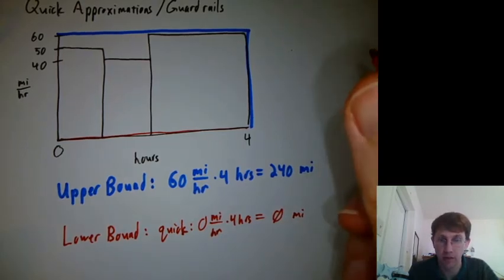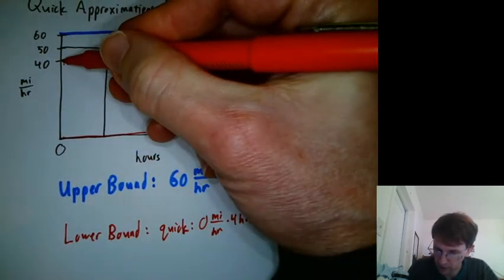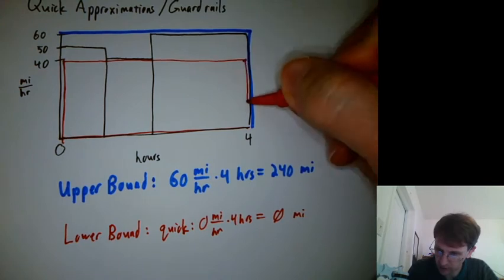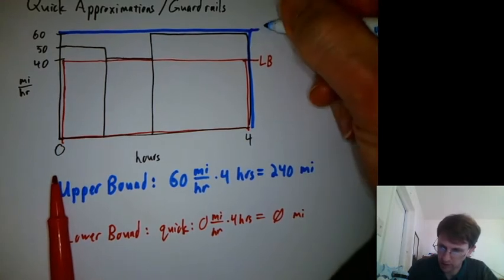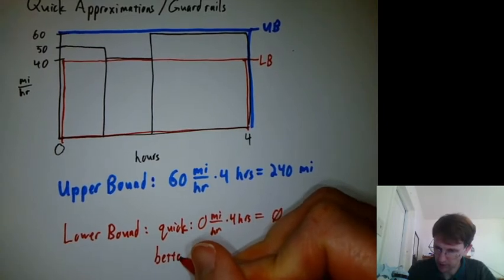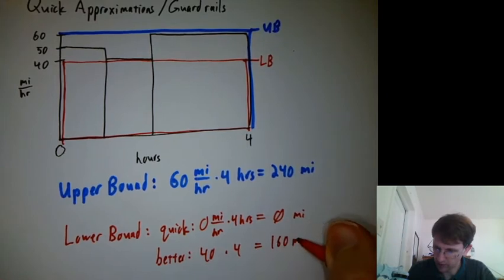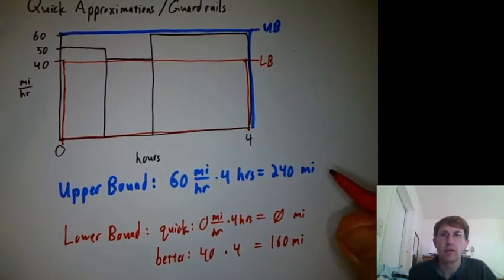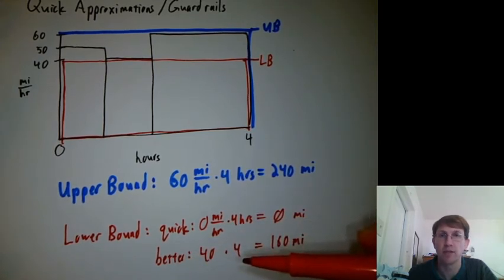Can you get a better lower bound? Well, you could pretend that the person drove 40 miles an hour for all 4 hours. So this is giving me my lower bound. This is giving me my upper bound. So a better lower bound would be 40 times 4 hours, which is 160 miles. So if I did all my fancy precise work and got an answer less than 160, I would know that, wait, something had gone wrong, because I put a lot of faith in this estimate. It's just a simple multiplication.